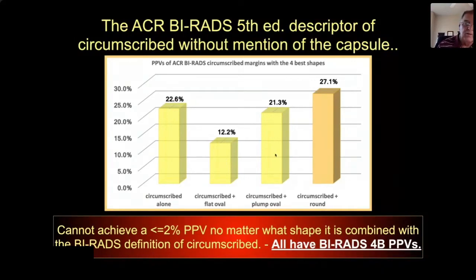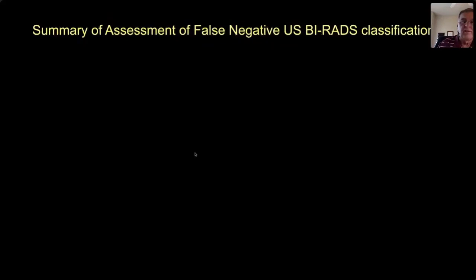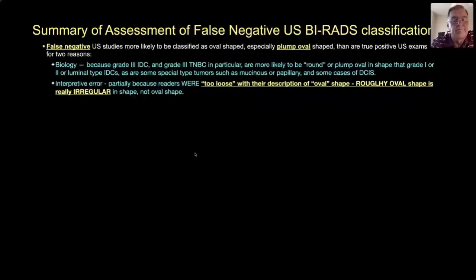Circumscribed plus plump oval is back in that mid 4B range, and round plus circumscribed is sort of in the upper mid 4B range. Clearly, circumscribed with any combination of shape totally fails to define any population with less than a 2% false negative rate. So in summary, ultrasound false negative studies are more likely to be classified as oval-shaped, especially plump oval, than our true positive exams. Part of that is biology, especially because grade 3 and triple negatives and some mucinous and papillaries may look that way. But I think the biggest component is interpretive error.